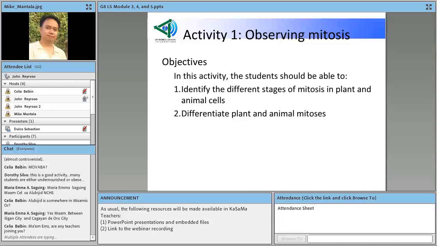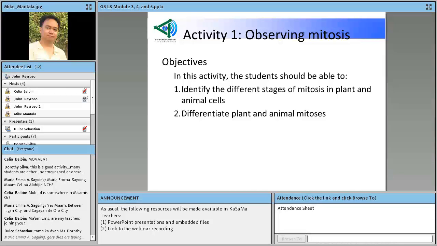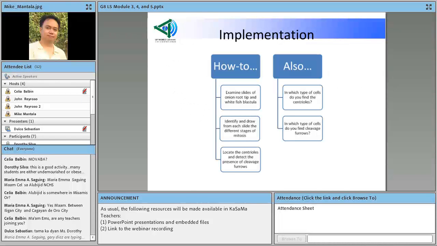Activity 1, observing mitosis. What are the objectives? In this activity, the students should be able to identify the different stages of mitosis in plant and animal cells, and differentiate plant and animal mitosis. Okay, so that's it. How do you carry this out? Examine slides of onion root tip and whitefish blastula.